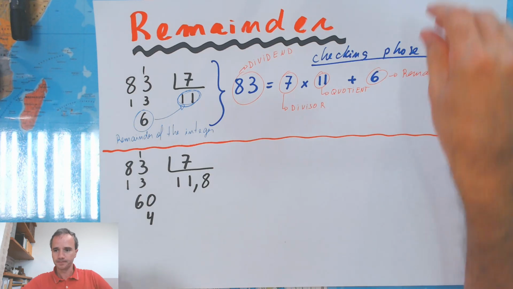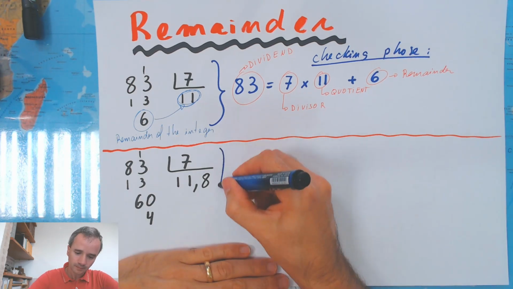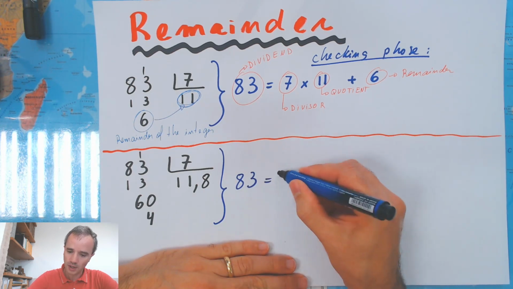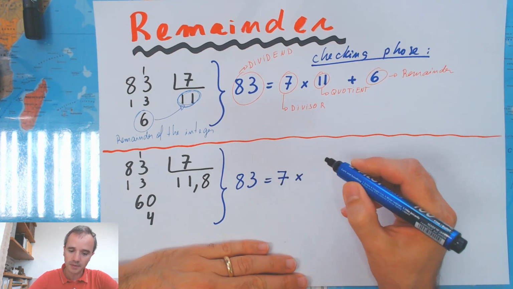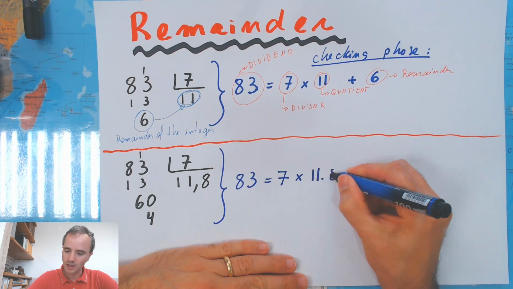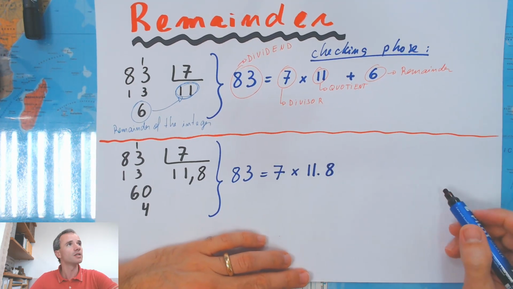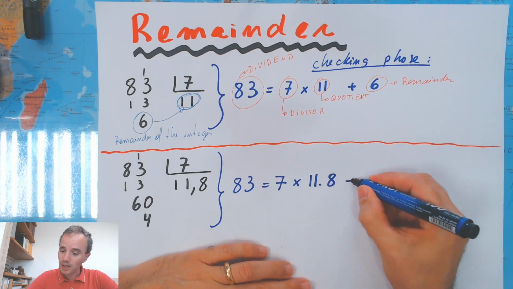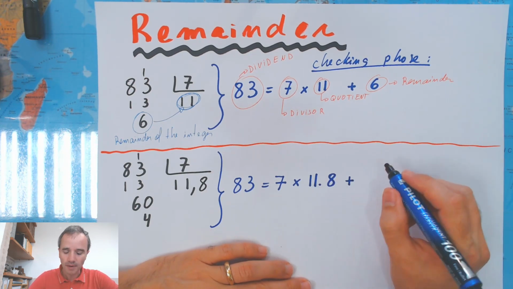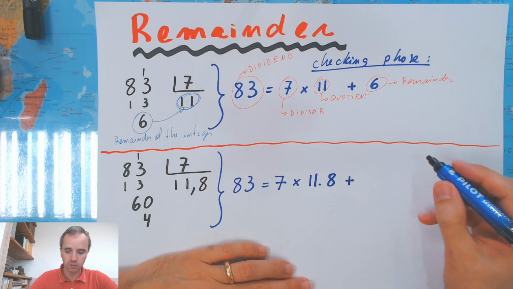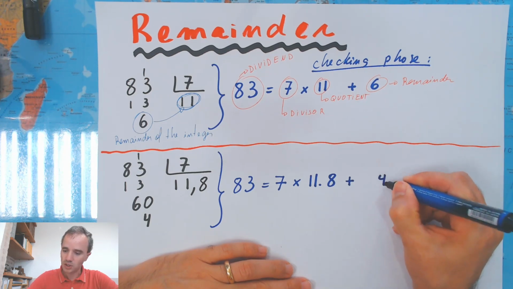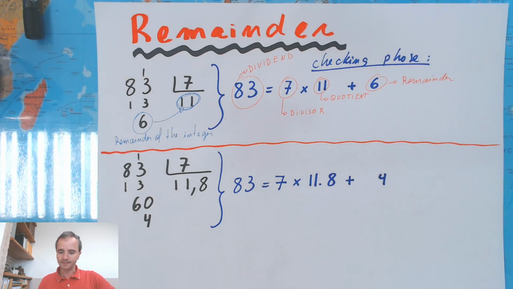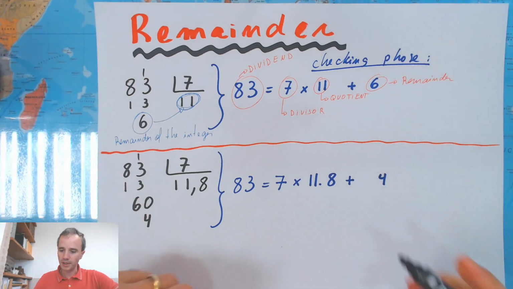Now, tell me. Let's check. 83 equals, again, the divisor times the quotient, 11.8. I'm writing with the dot just to make it different. Plus what? Plus the remainder. But is the remainder going to be 4? No. It's not going to be 4. And I'm going to tell you why. Let's put it in here in black.